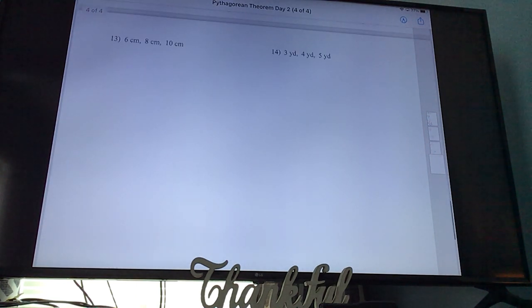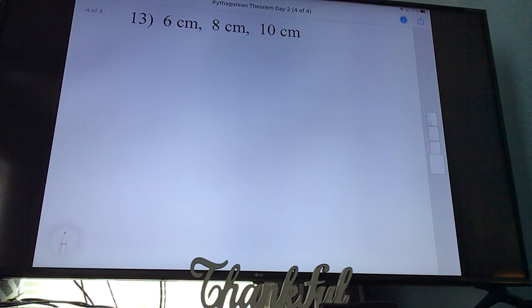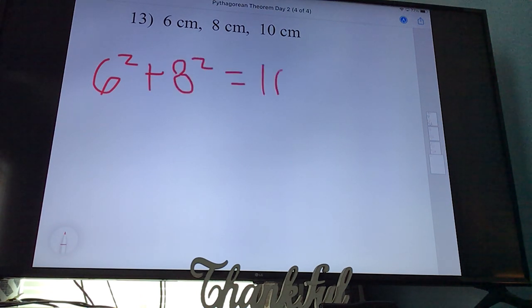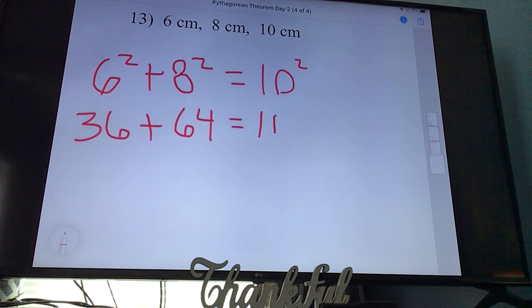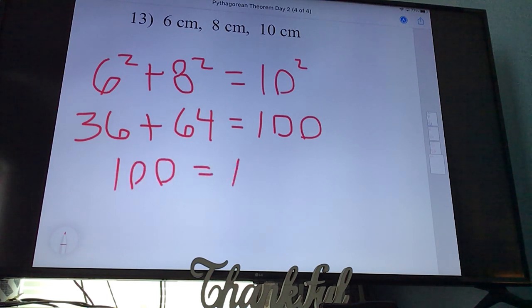Got two more. Okay, I got 6, 8, and 10. So what's going to be our c squared? Well, our longest side is going to be 10, so that's got to be our c. So you're going to have 6 squared plus 8 squared equals 10 squared. Well, 6 squared is 36, 8 squared is 64, and 10 squared is 100. What is 36 plus 64? It's 100. So does 100 equal 100?